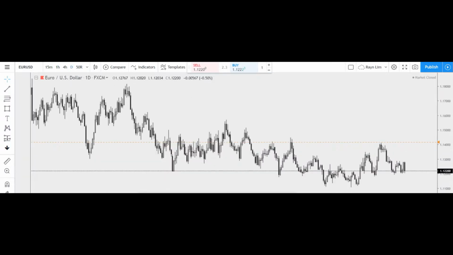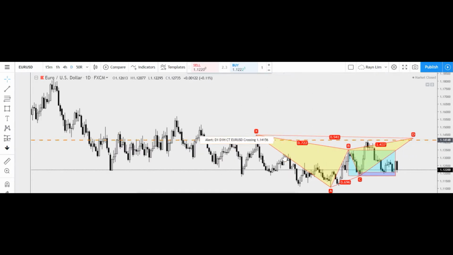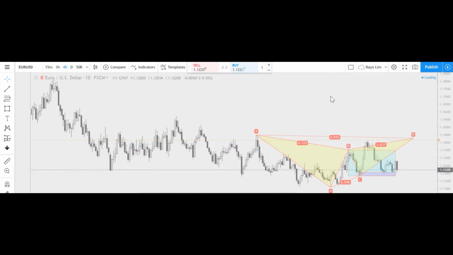I'll share with you my analysis on the daily chart. There is this bearish Gartley formation that I'm looking at for a counter-trend trading opportunity at 1.1430, and within this zone is the buy zone over here. The blue rectangle is the buying area. Head down to the 4-hour chart.